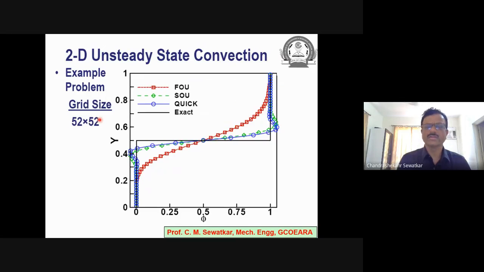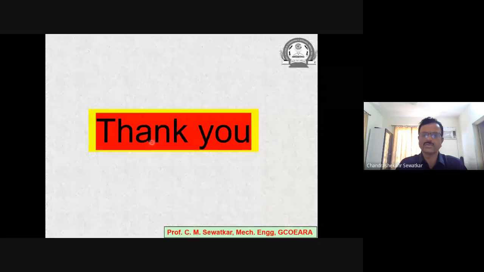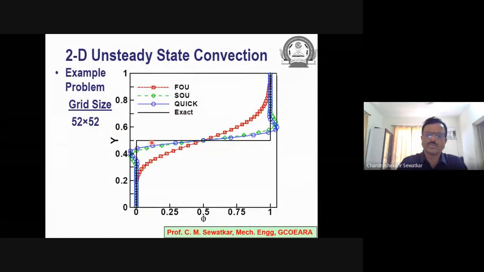But the moment I refine my grid size, when I make it 52 by 52, my quick convection gives me a solution which is very close to that of the exact solution. But first order upwind scheme, even with higher grid size, does not give me a solution which is close to the exact solution. So this is what I do have for the pure convection. We'll be discussing a few more things when we actually go ahead with the convection diffusion problem.